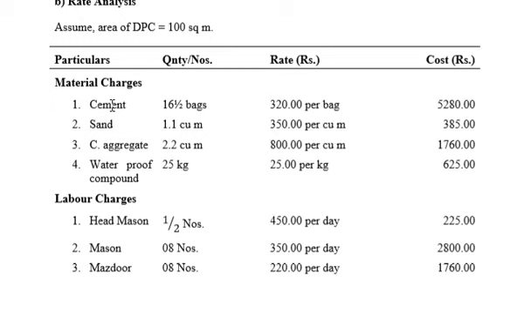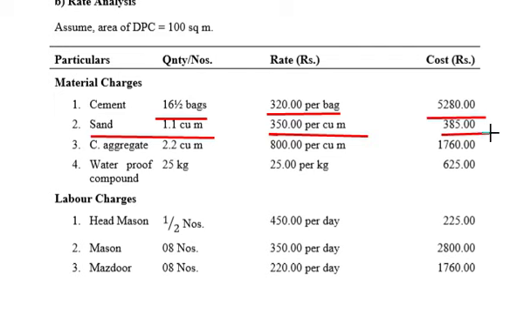So the volume of sand required is 1.10 cubic meter. Volume of coarse aggregate is 2.20 cubic meter. Quantity of waterproofing compound required is 3% by weight of cement, that is 3% into 16.5 into 50, which is 25 kg.